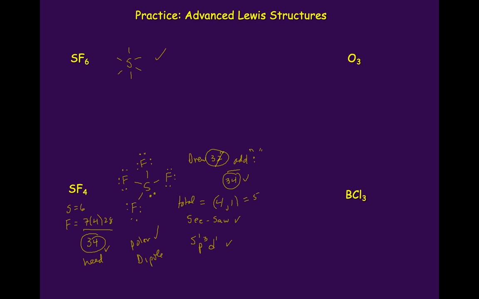All right, let's take a look at ozone. Okay, ozone has oxygen, which has 6 valence electrons times 3, which is 18 valence electrons. So we're going to go oxygen, bonded to oxygen, bonded to oxygen on both sides. Okay, so I need to draw 18. I'm going to give everybody bonded to the central atom an octet.